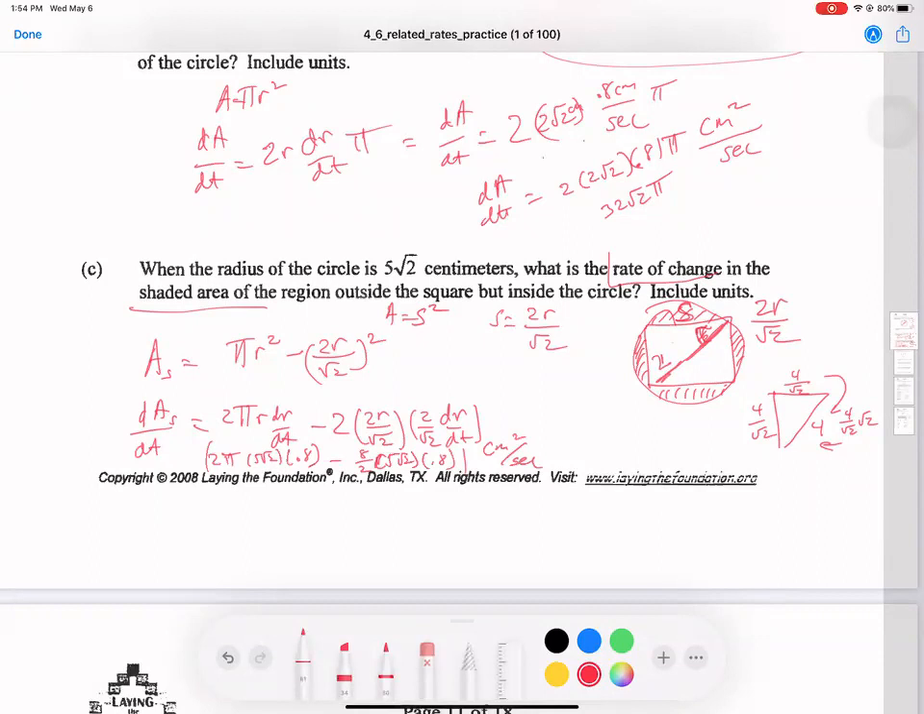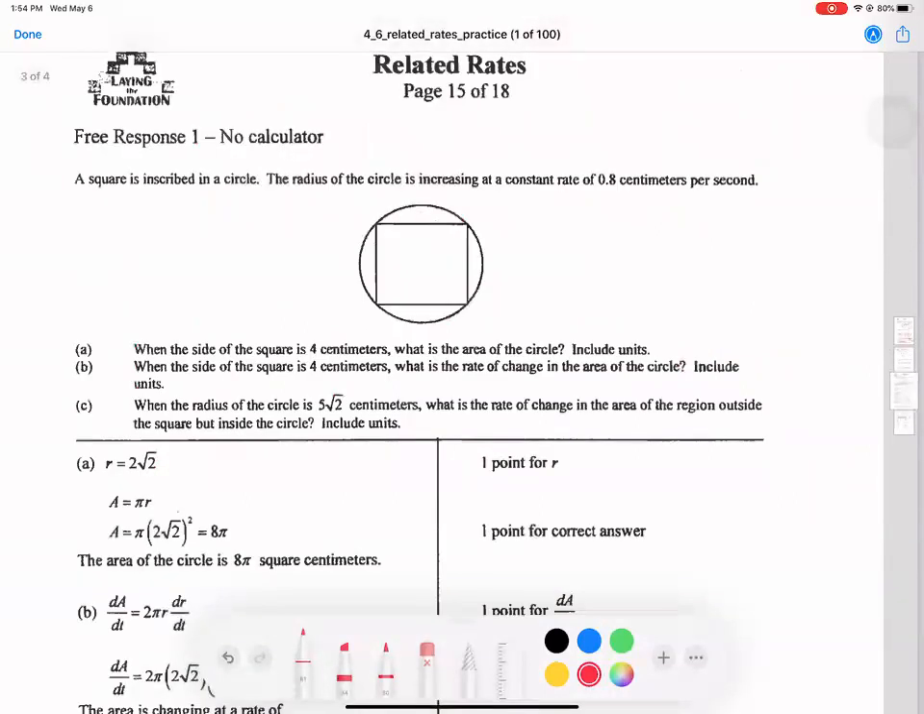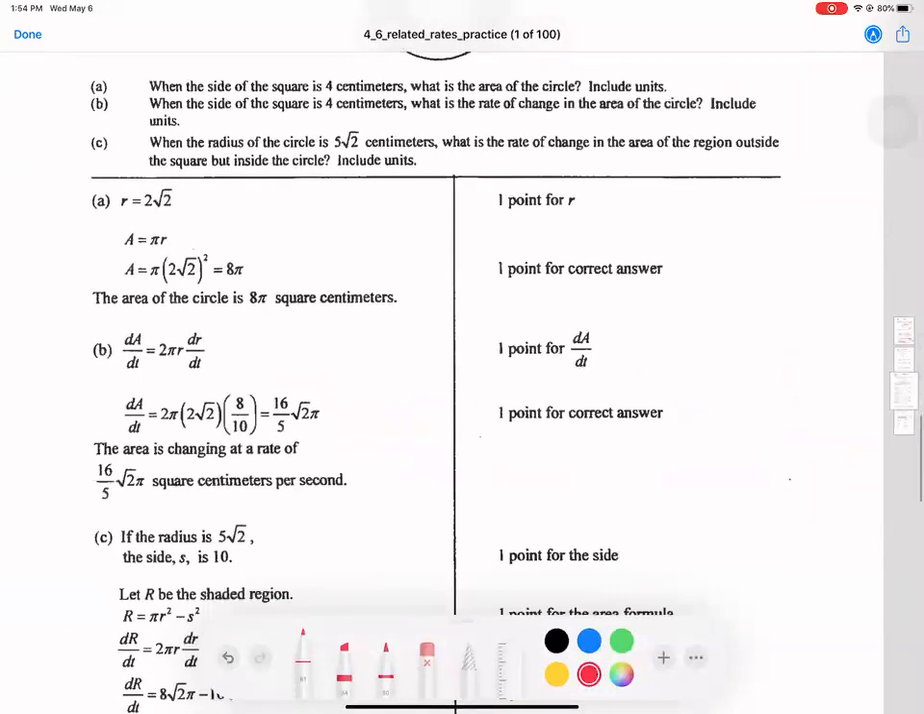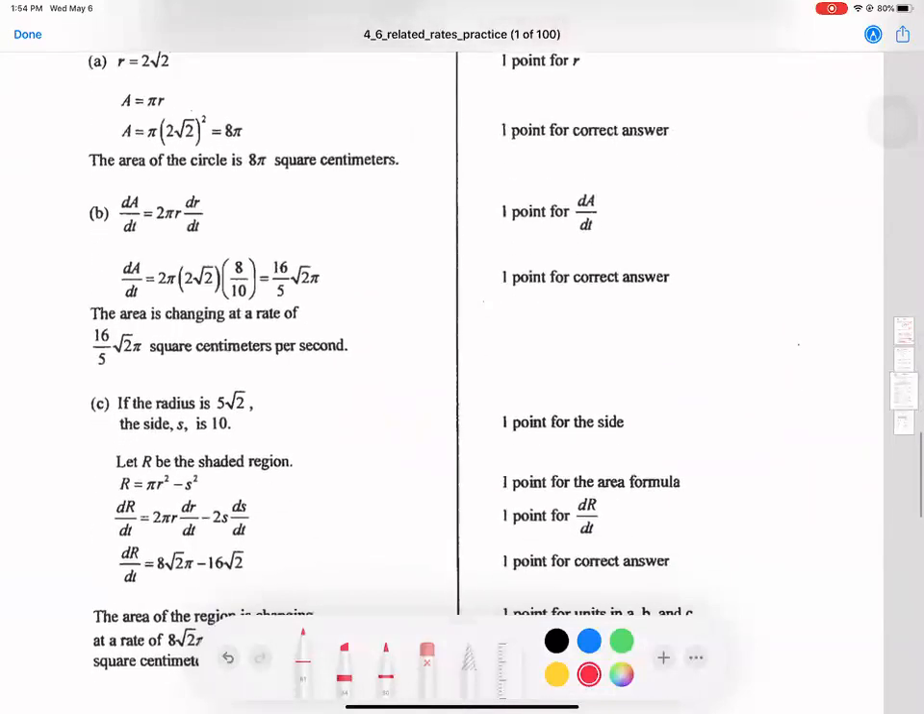Okay, I included the rubric on these. You just want to take a look. And these look like similar answers, I think. I hope. Yeah. Oh, they call it dS here, so they left it as S. And you could have done that.